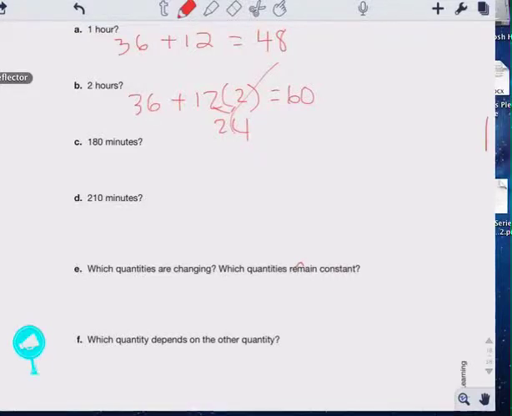Stop. Put my marker back. Focus on what you need to be doing. If you finish with C and D, go to E, F, G, and number 2. Don't sit there and do nothing.